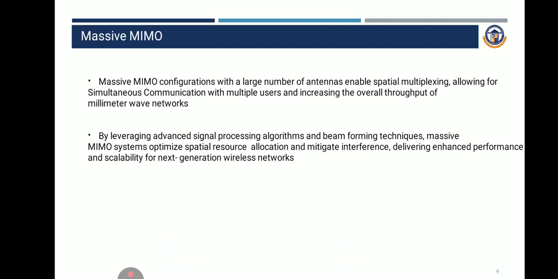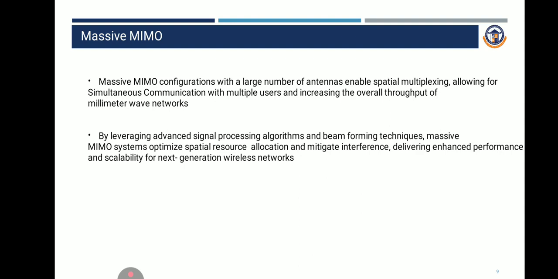And then another example is massive MIMO. As we have already discussed, MIMO is multiple input and multiple output. It is a wireless communication technology that uses multiple antennas at both the transmitter and receiver to improve data transmission speed and reliability by creating multiple data streams over the same frequency channel. So it has multiple antennas to provide proper, reliable communication, at both the transmitter and receiver ends.